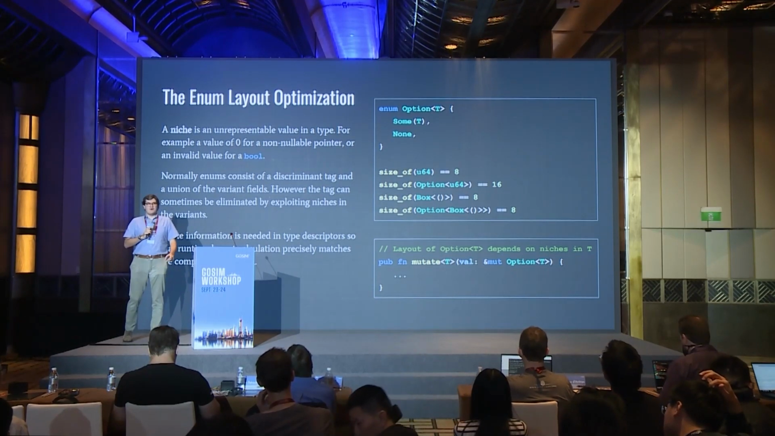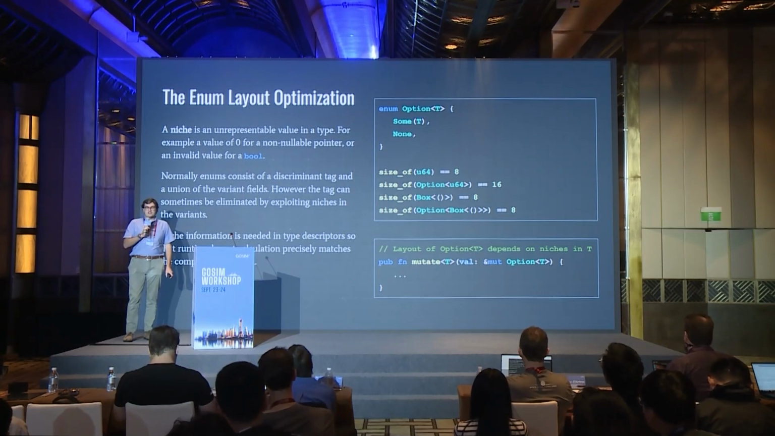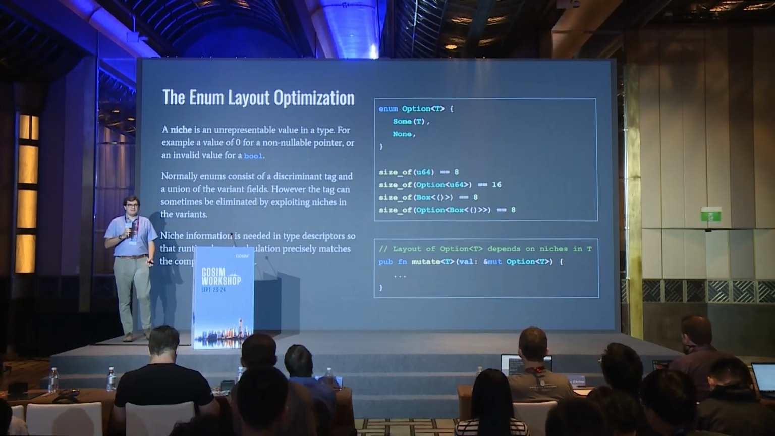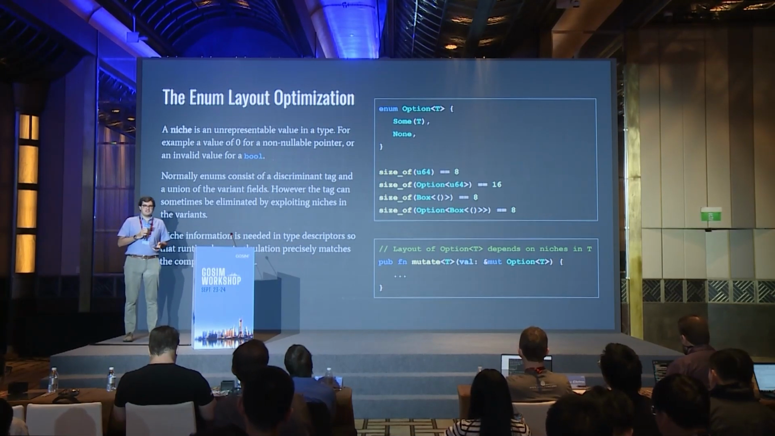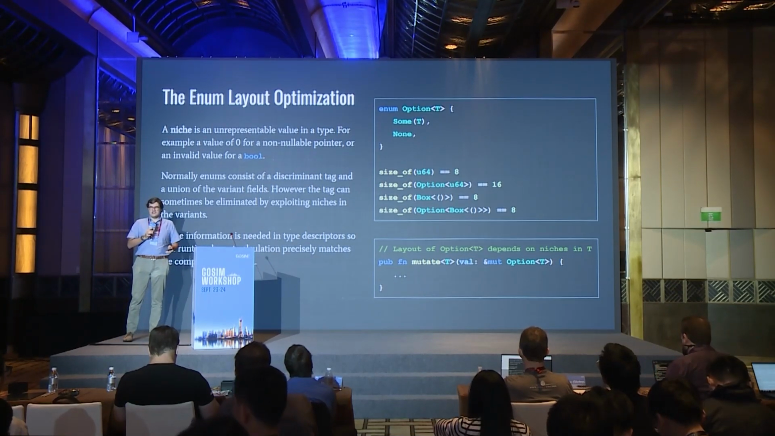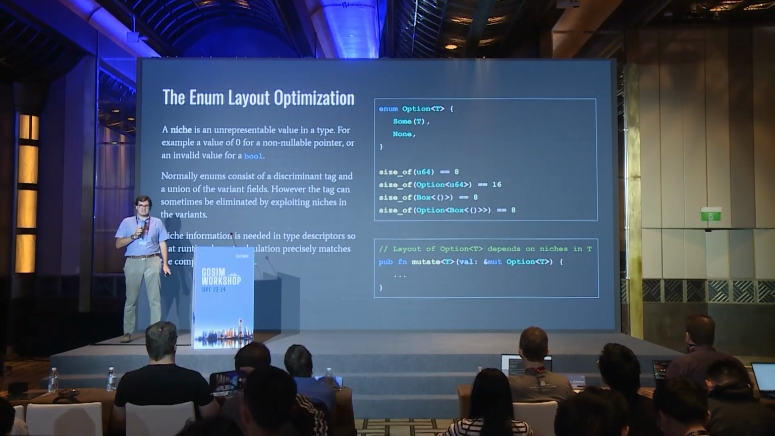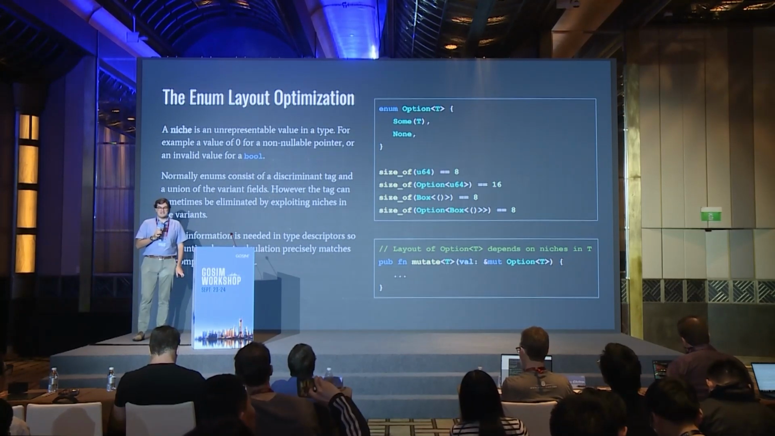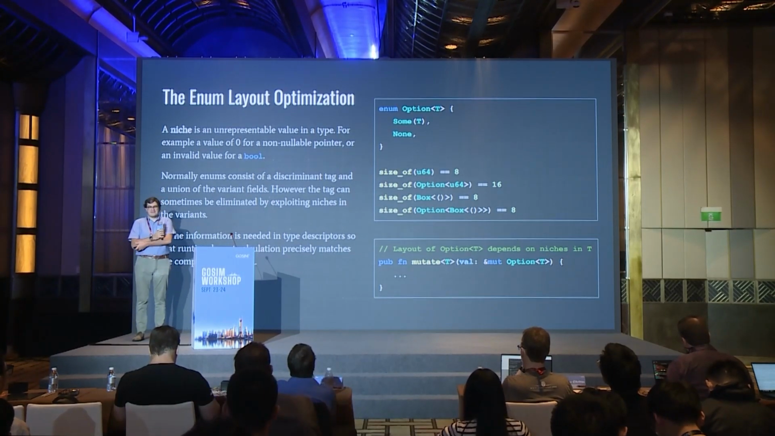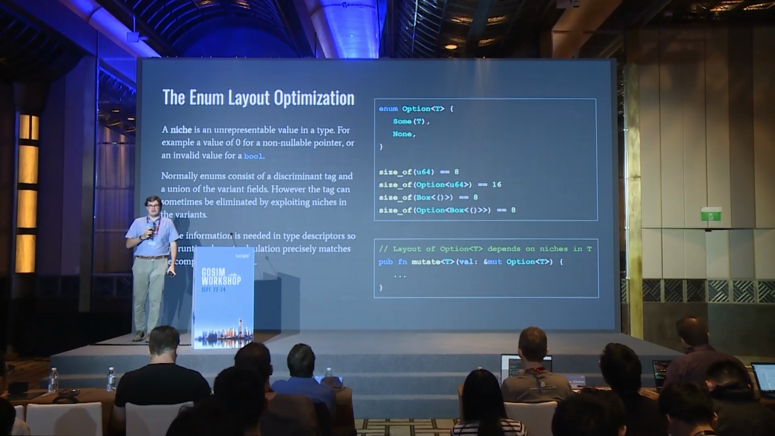A U64 is 8 bytes, but an Option of a U64 is 16 bytes. You need 8 bytes for the U64, and then 8 bytes for the tag, mostly due to alignment. However, consider a Box. The size of a Box is also 8 bytes. And an Option of a Box is also 8 bytes. This works because the None variant is encoded as the null pointer value.